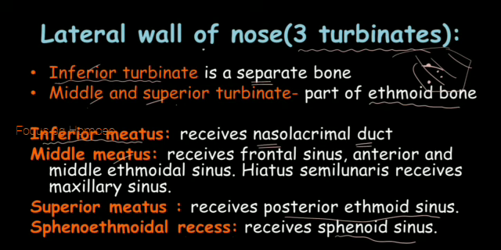I am just repeating: there are three turbinates, and among them the inferior turbinate is a separate bone. Middle and superior turbinates belong to the ethmoid bone. The inferior meatus receives the nasolacrimal duct, the middle meatus receives the frontal sinus, anterior and middle ethmoidal sinus, the hiatus semilunaris receives the maxillary sinus, the superior meatus receives the posterior ethmoidal sinus, and the sphenoethmoidal recess receives the sphenoid sinus. So this is all regarding the lateral wall of the nose.